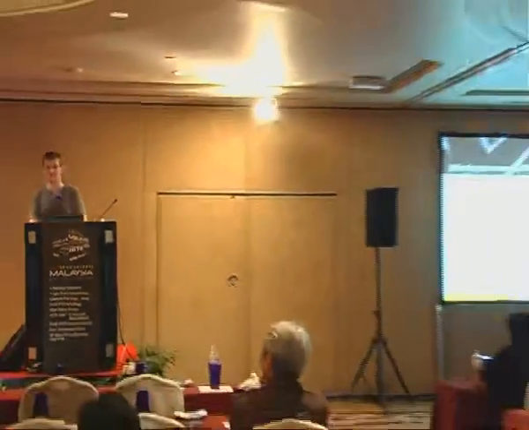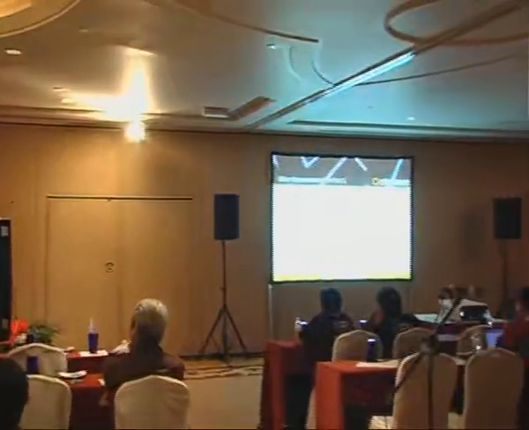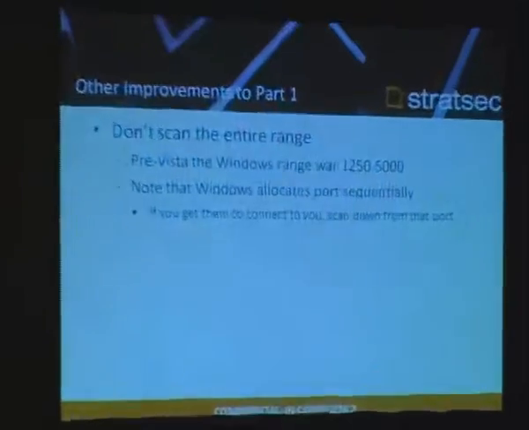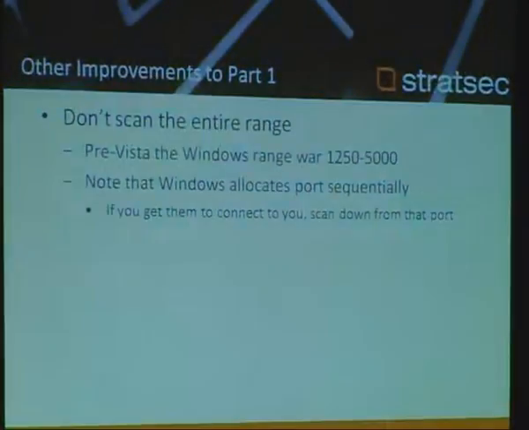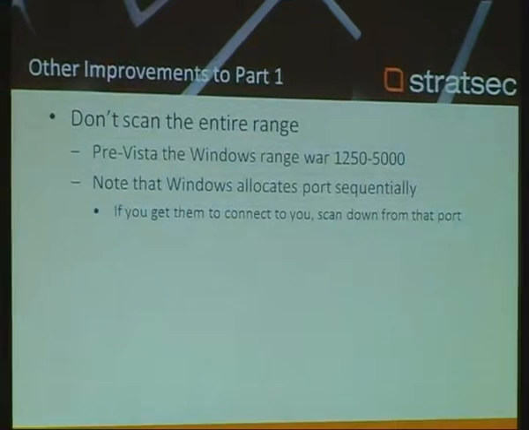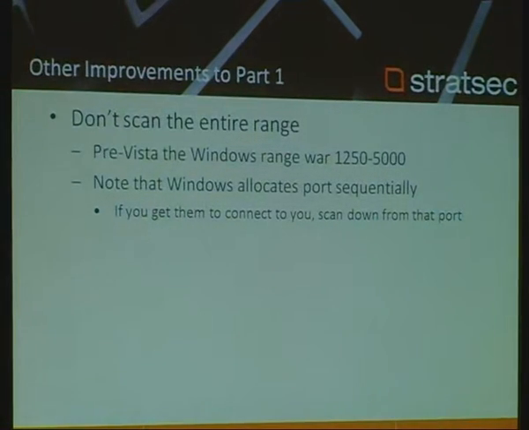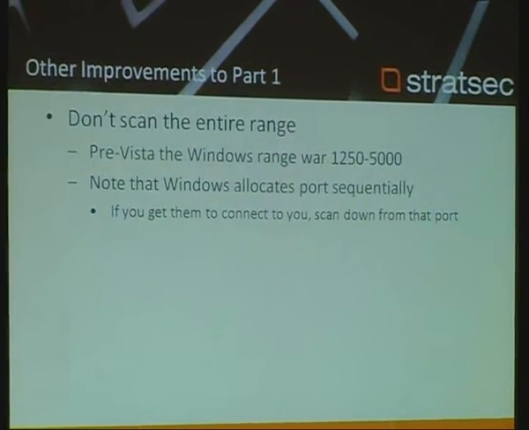Again, don't scan entire ranges when you're actually implementing this. Like, previously, you had these 3,750 ports. It's much smaller than the whole 64K port range. And also note that Windows Arcade supports sequentially. There's a lot of these implementation details which kind of let you avoid whole stages of things.